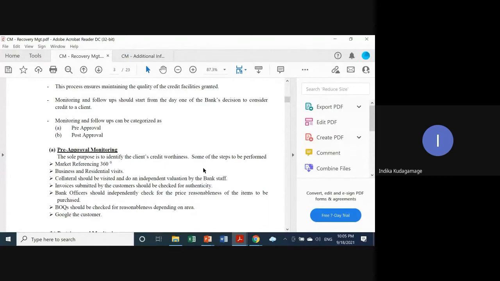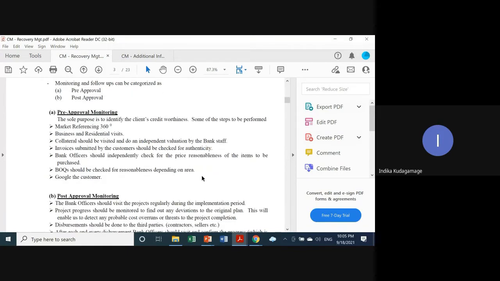Everything should be checked independently. If an invoice is given, you should call and check the authenticity, not just take the invoice, right? Like that, prior to approving the facility, you should monitor the behavior of the customer. If the customer is not honorable, or if his character is negative as per our knowledge, we should never give funding, because character is the key in credit, right?